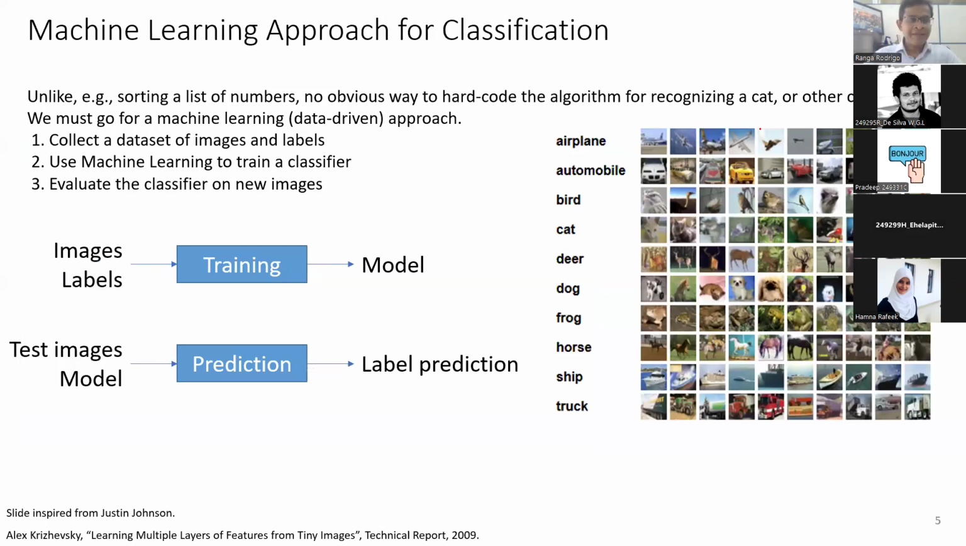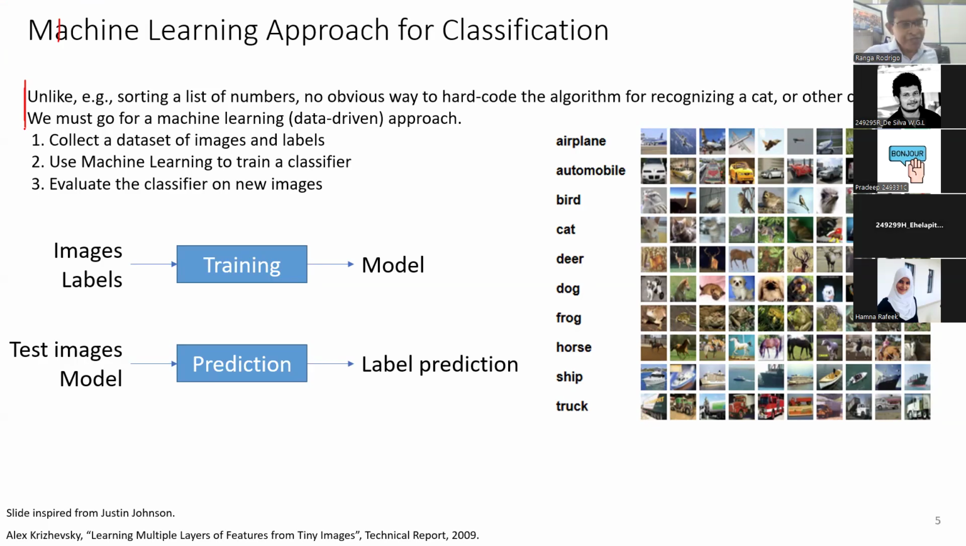Okay. So now let's look at the machine learning approach for classification. Unlike, for example, sorting a list of numbers, there is no obvious way to hard code an algorithm for recognizing a cat or some other classes. We must go for a machine learning data-driven approach. What is the reason? We cannot write a set of rules because there are too many pixels. Because there are too many pixels, handcrafted rule writing is impossible in these cases.